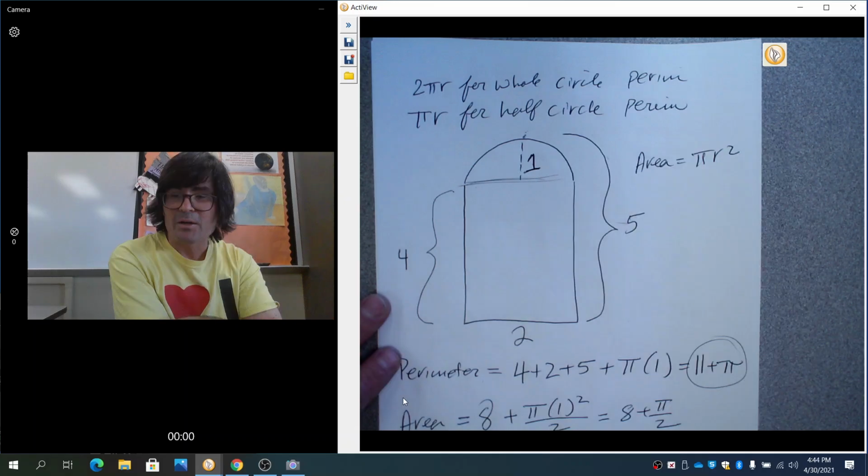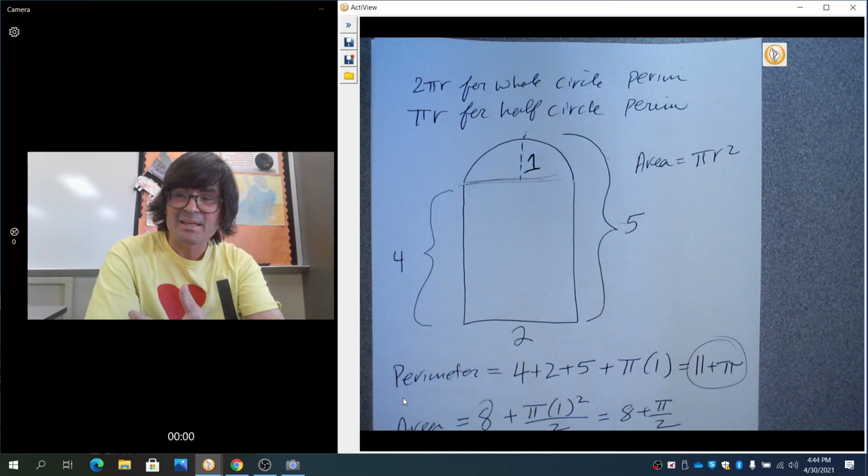So anyway, I hope that helps you with finding perimeter and finding area. The key for weird shapes is to see if you can find known shapes that are hiding inside.